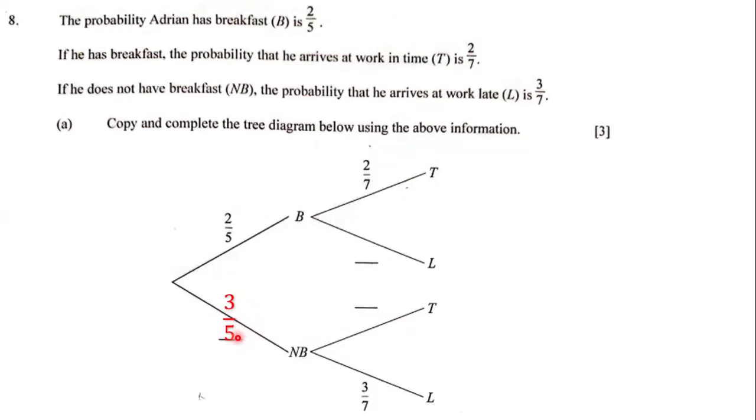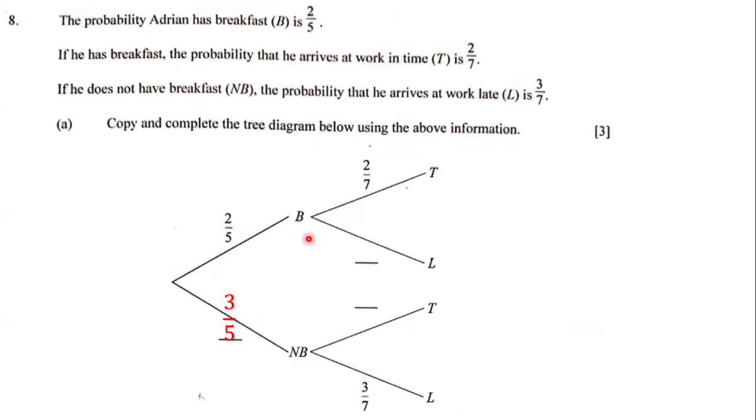The reason for that is these two probabilities must be equal to 1. And 2 over 5 plus 3 over 5 is equal to 5 over 5, which is equal to 1. Since this is 2 over 5, you automatically know that this is 3 over 5 because they have to add up to 1. They give us a good hint because they tell us that this is 2 over 5, so this is going to be 3 over 5 because 3 over 5 plus 2 over 5 is 5 over 5, which is 1.